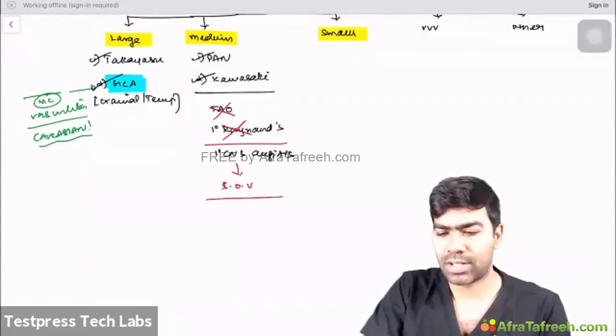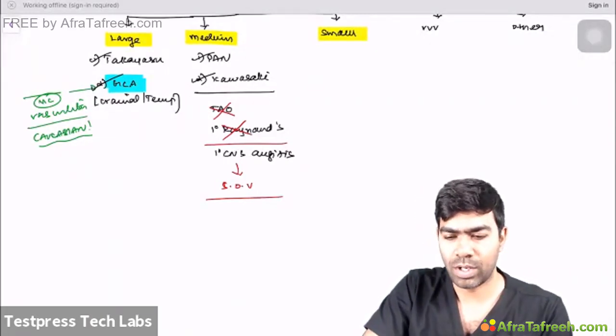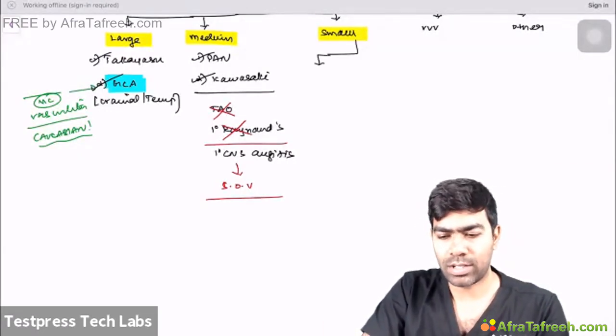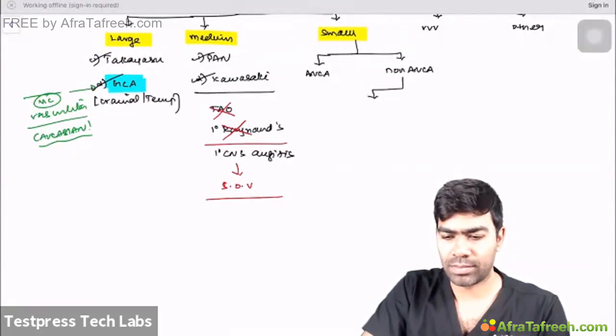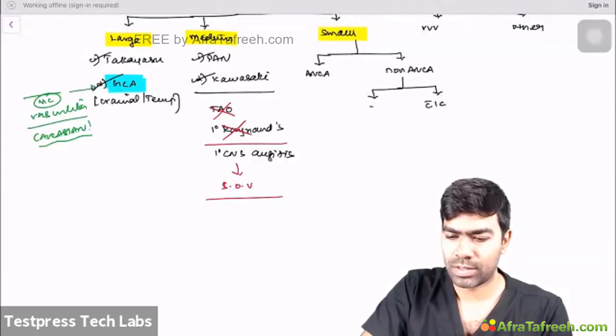Then we have small vessel vasculitis. Small vessel vasculitis is a huge topic. It's basically differentiated into two basic entities. In fact, three we can tell, but to understand we can tell two. One is the classic ANCA related vasculitis and the second is non-ANCA related vasculitis. Non-ANCA related, again you can split into two: one without immune complexes, and second, with immune complex formation.